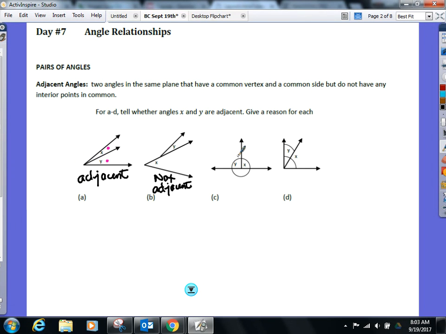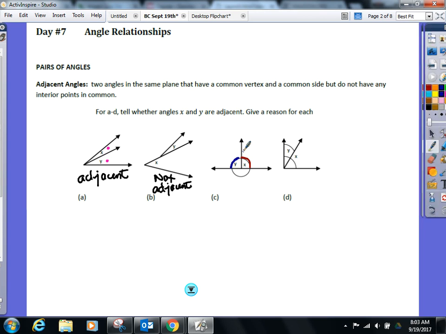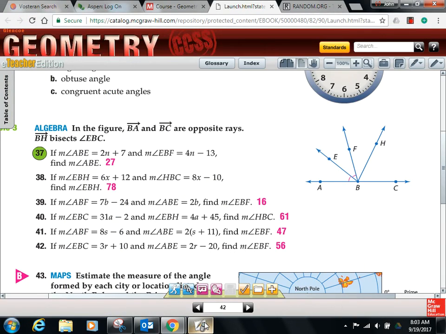By the way, just so you know, this is angle y right here. This is angle x right here. Let me do different colors. Here's angle x. Here's angle y. What do we think? Adjacent or not adjacent for this one?